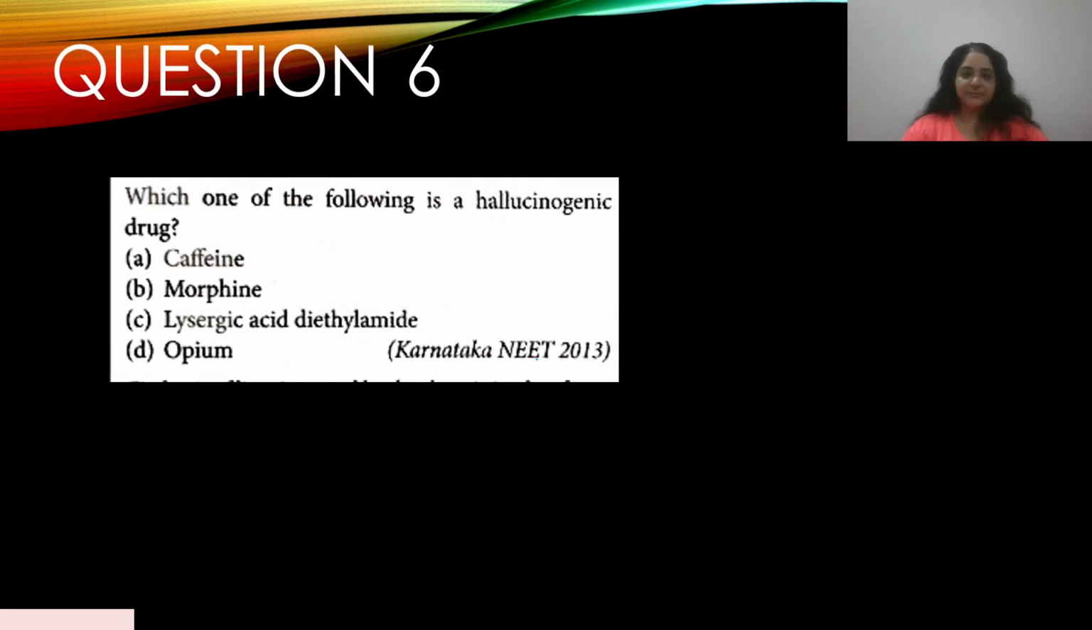Question number 6. Which one of the following is a hallucinogenic drug? Okay, this appeared in Karnataka NEET 2013. A, caffeine is not a hallucinogenic drug. B, morphine, no. C, lysergic acid D-ethylamide, yes. D, opium, no. So hallucinogenic drug is C, which is popularly known as LSD.